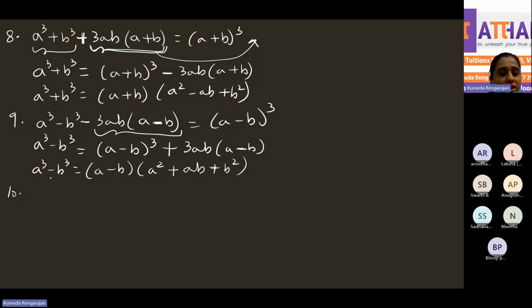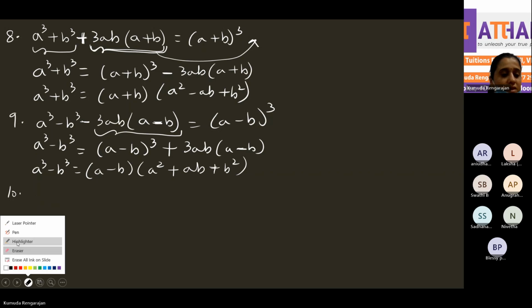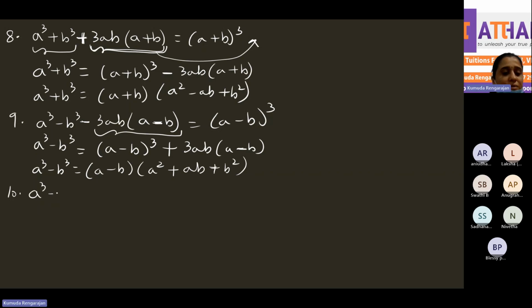Yeah, a plus b. Okay, now a plus b plus 1 second. Next one is a cubed plus b cubed plus c cubed minus 3abc. What is this? A cube plus b cube plus c cube minus 3abc is equal to online.